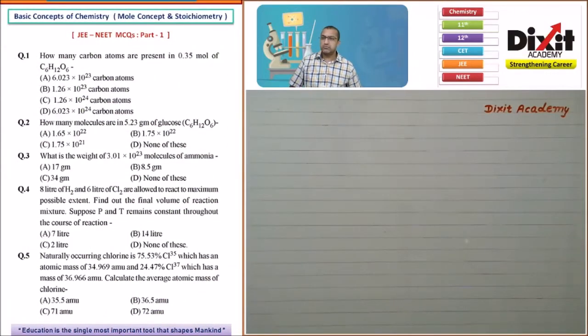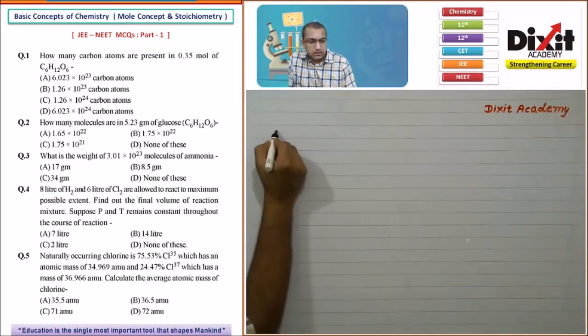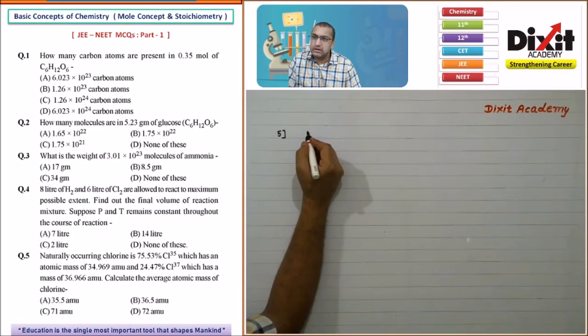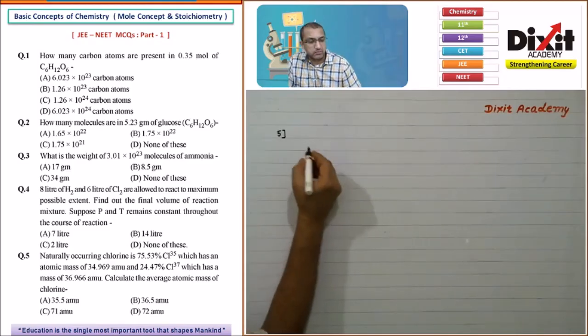Question number 5. Naturally occurring chlorine is 75.53% of Cl35, which has an atomic mass 34.969 AMU, and 24.47% of Cl37, which has an atomic mass of 36.966 AMU. Calculate average mass of chlorine. So this question is based on average isotopic mass.